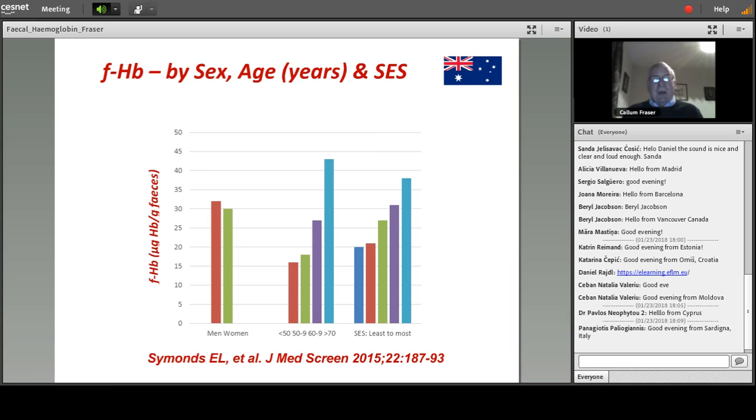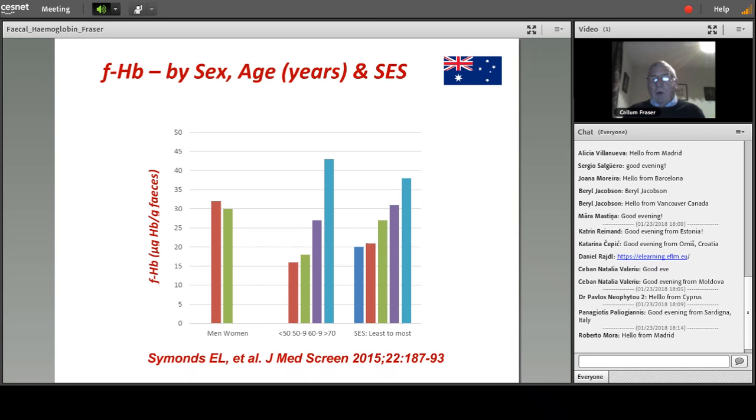Here's a wonderful study done in Australia, in Adelaide. Men have higher concentrations than women. The concentration increases with age, and the concentration increases as one becomes more and more deprived.